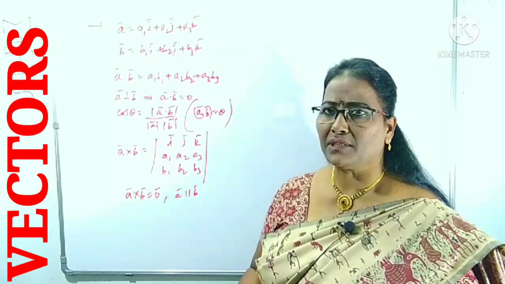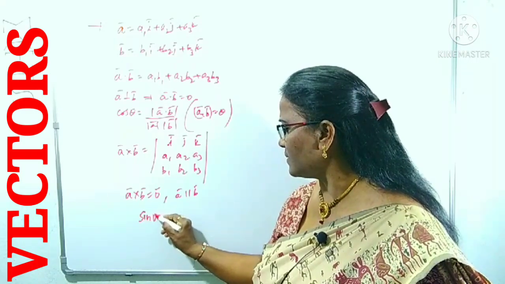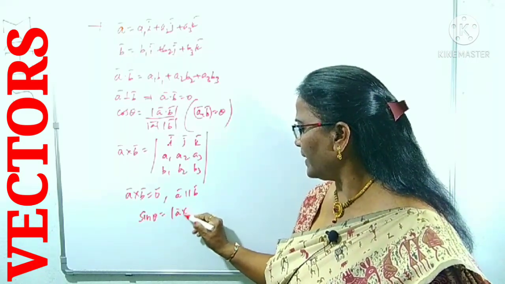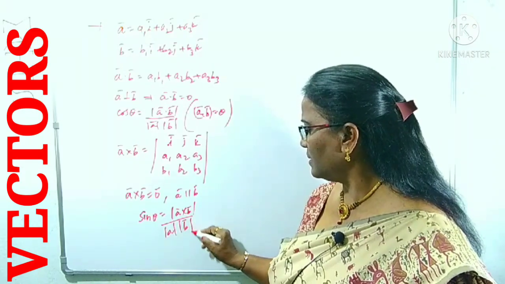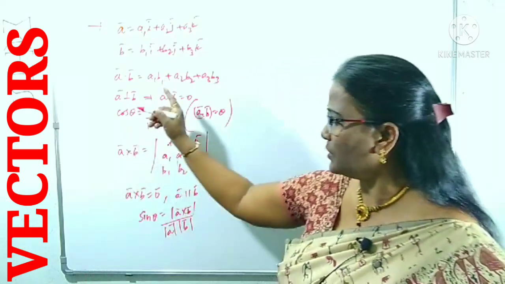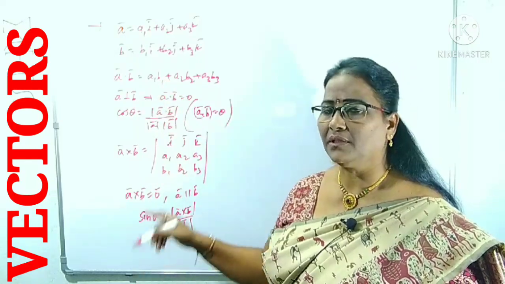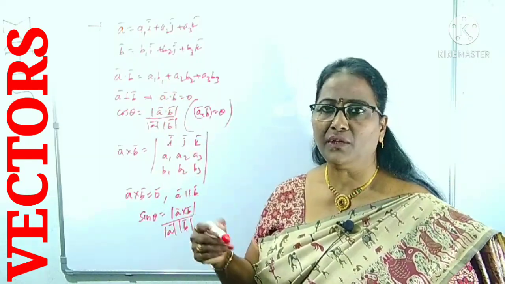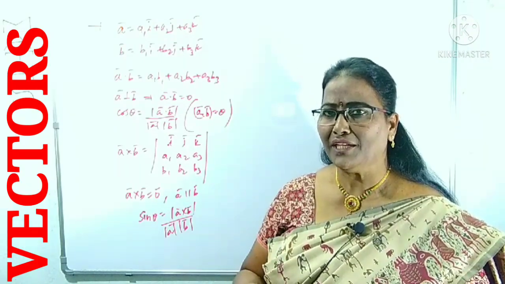By using the cross product, we can find out the sine of the angle, that is, sine theta is equal to mod of A cross B by mod A mod B. Right. These are the basic points about the dot product and the cross product. There are applications of dot and cross product. What are the applications? I will do them when I start the questions. Wherever we need them, I will go there.